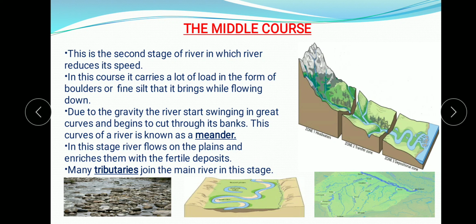In this stage, river flows on the plains and enriches them with the fertile deposit. Many tributaries join the main river in this stage. In this figure, you can see many streams joining the main river. These streams are called tributaries.